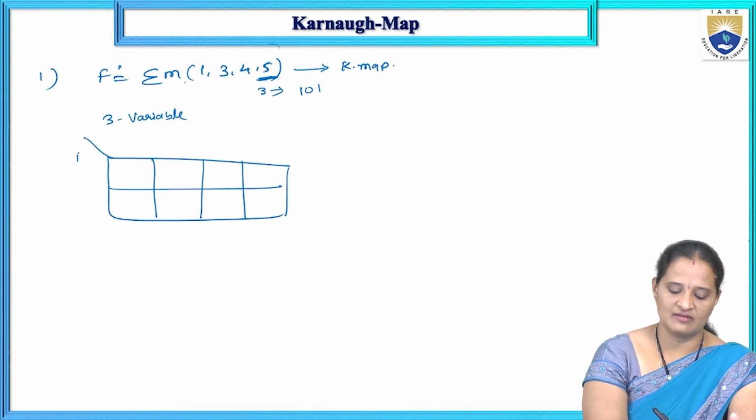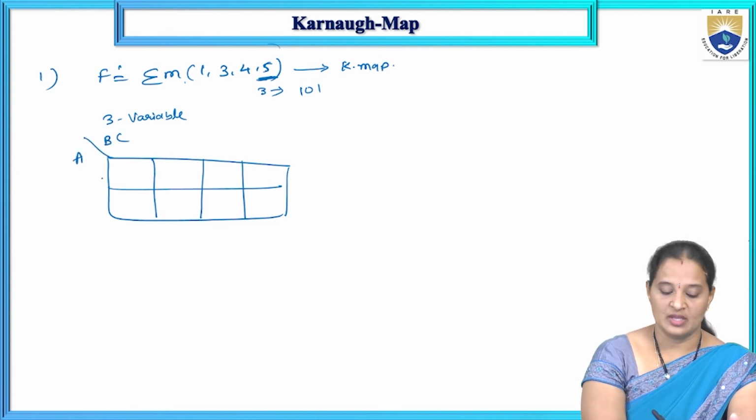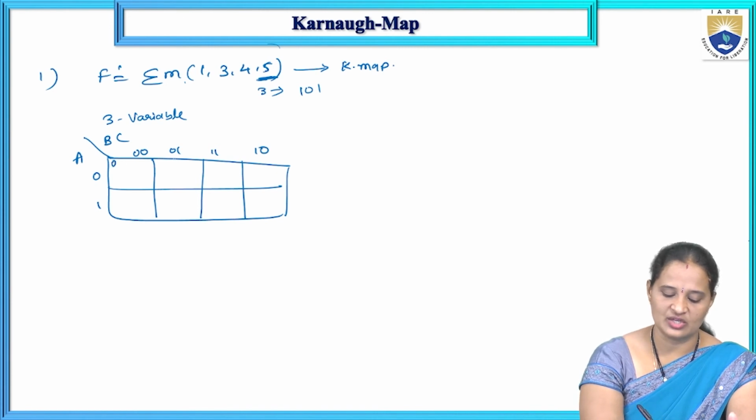So this is the 3 variable K-map. Let us consider the 3 variables as A, B, C. So 0, 1 for A, and 0, 0, 0, 1, 1, 1, 1, 0 for BC. Right? Now, what does this indicate? This indicates 0, 1, 3, 2. This one indicates 4, 5, 7, 6. Right?